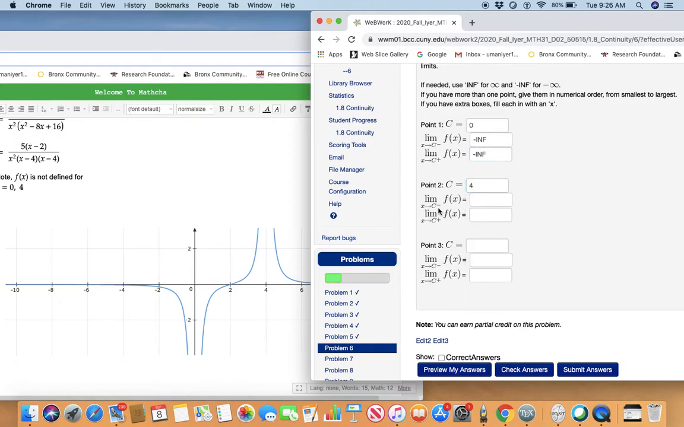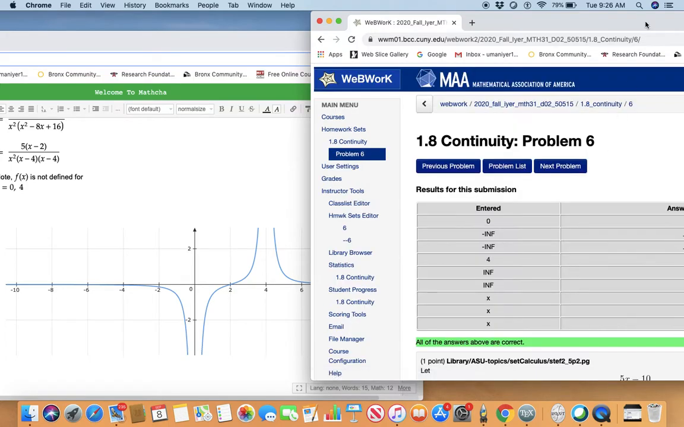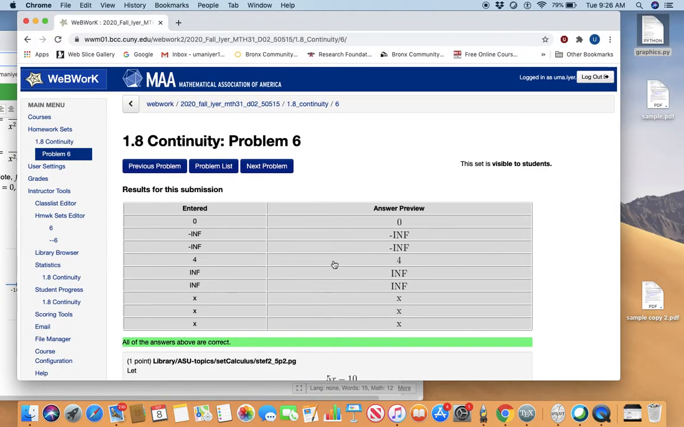What happens when I approach 4 from the left? I'm going to positive infinity. What happens when I'm approaching 4 from the right? I'm going to positive infinity. There are no more points. It's actually continuous everywhere else. So if we have extra boxes to fill, we just fill it with x. Now submit. Okay, so we are all correct. Next problem.